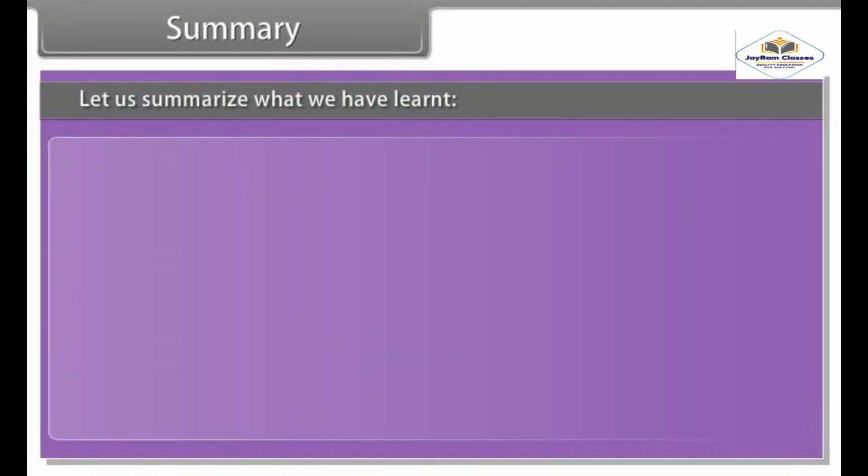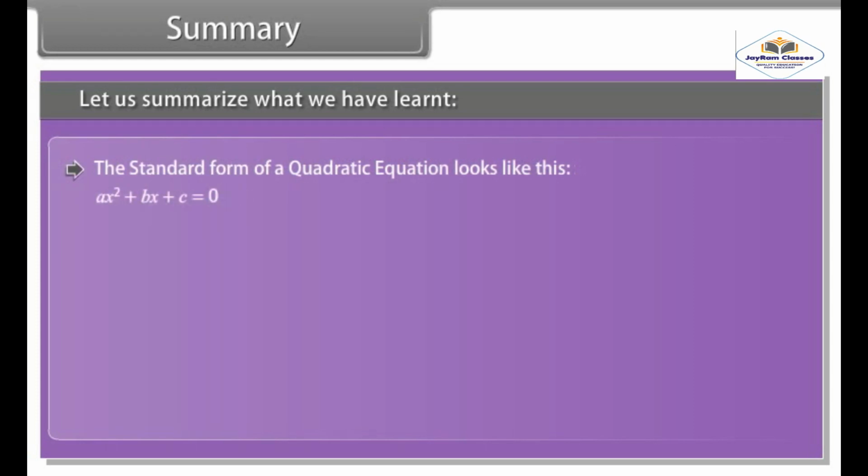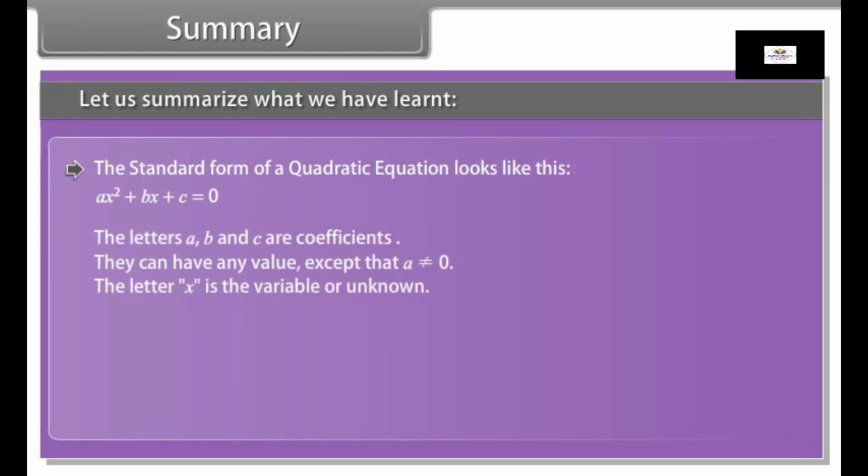Summary. Let us summarize what we have learned. The standard form of a quadratic equation looks like this: ax square plus bx plus c is equal to 0. The letters a, b and c are coefficients. They can have any value except that a can't be 0. The letter x is the variable or unknown.